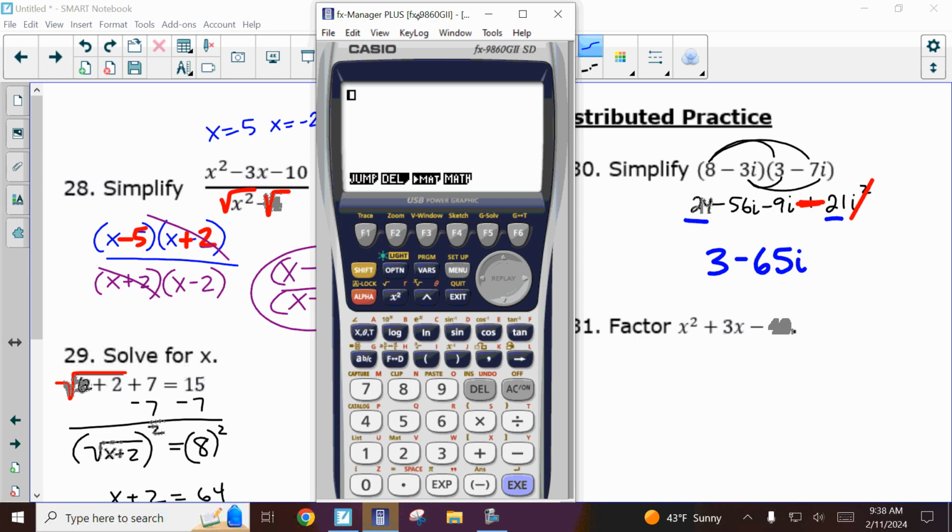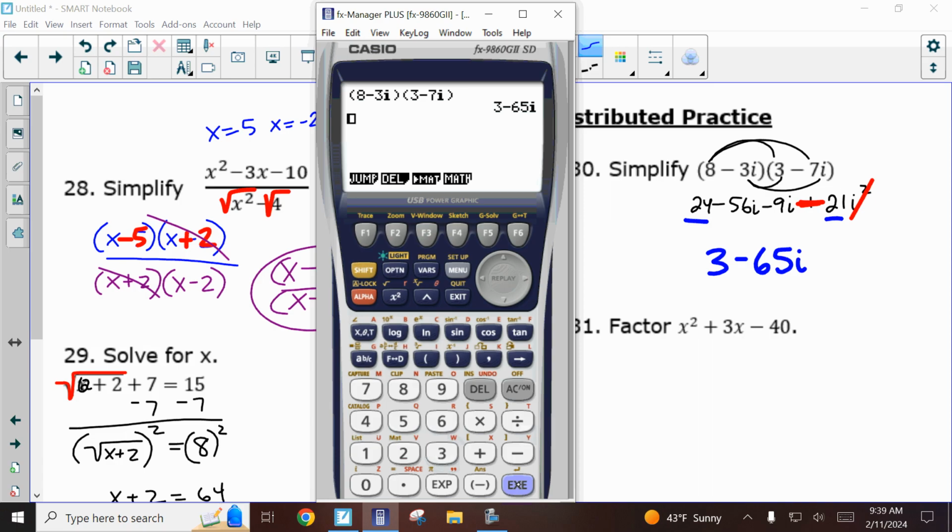Let's see. Parentheses, 8 minus 3i, with i being shift 0. Close the parentheses, and then we have 3 minus 7 shift 0. Oh, I forgot the 3. Sorry. There should be a 3 in front of that i right there.